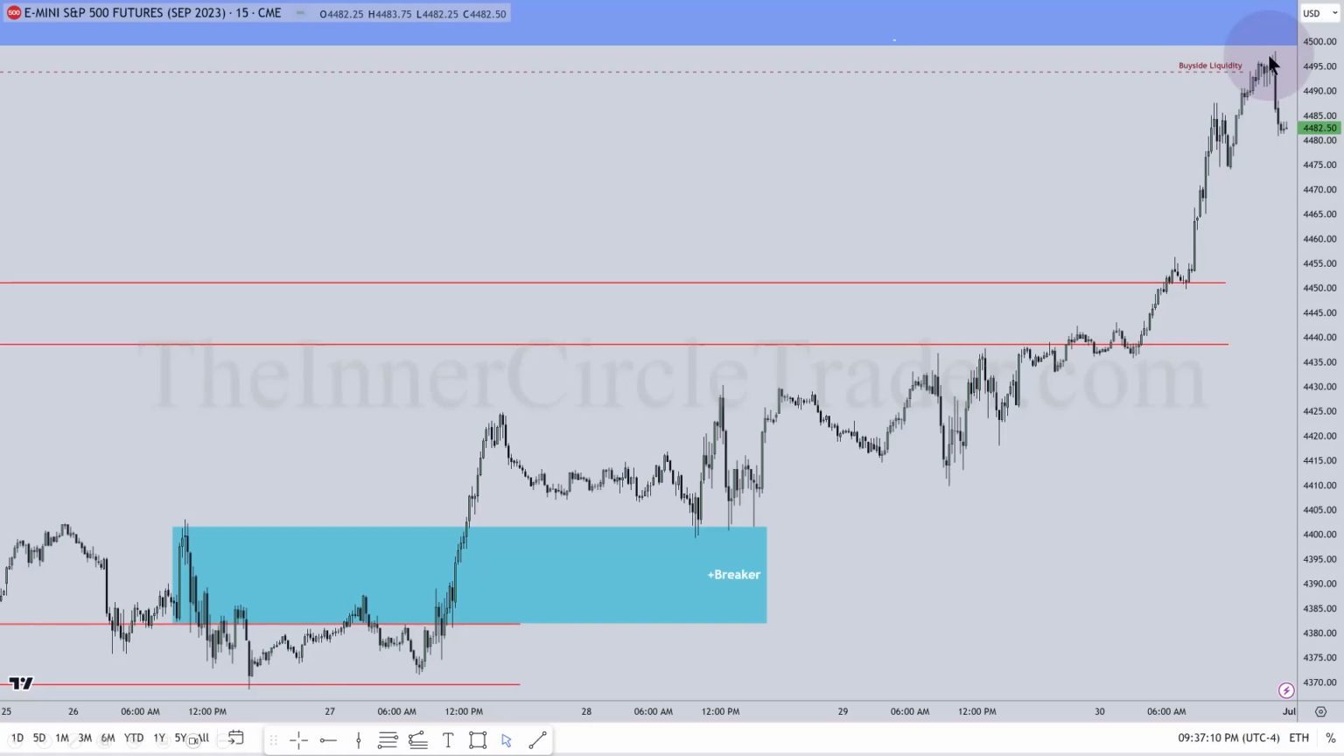It rips into that buy side there, and then comes all the way back down into the inefficiency here with this cluster of order flow right there. And that's where we settle on the day.